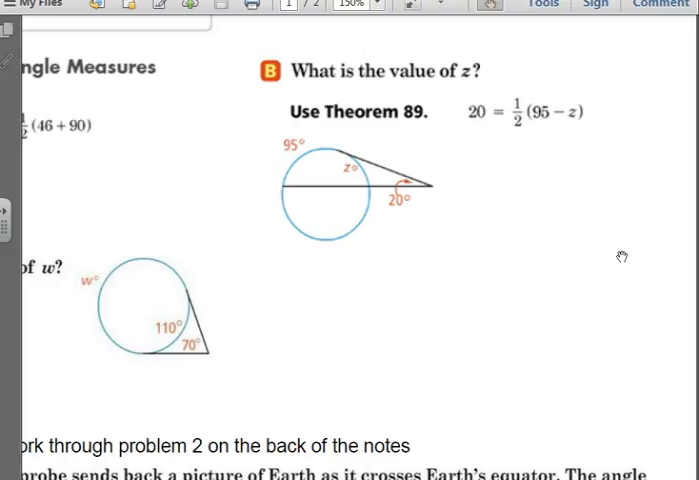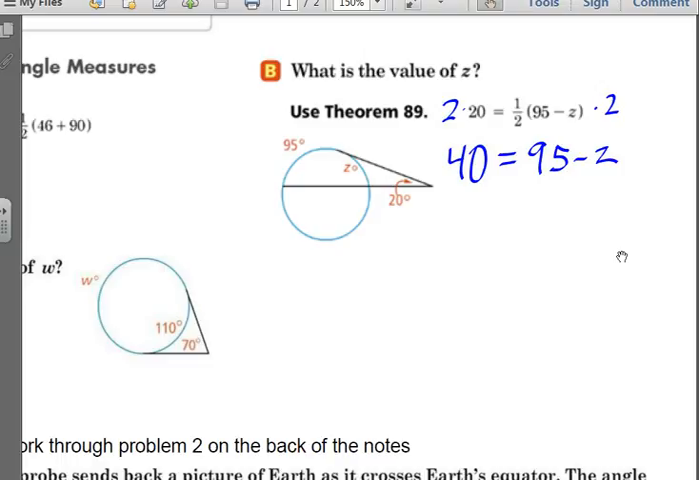So I would first here, what do you think the best option is, especially since we have half distributed into 95? What can I do with a half on this side to get rid of it, aside from distributing? Multiply by 2. So if I double both sides, I get 40 equal to 95 minus Z. Correct. And then you subtract 95 or add Z.